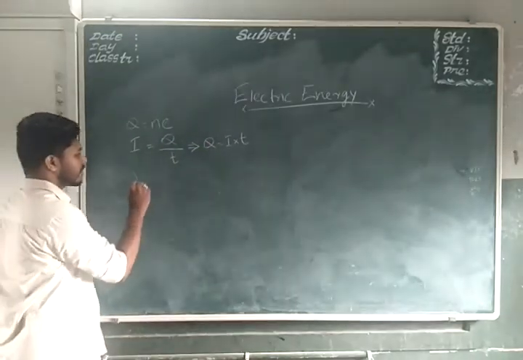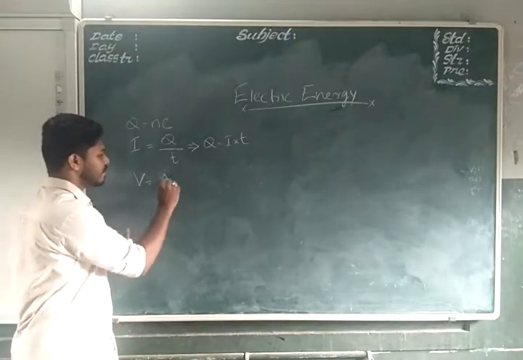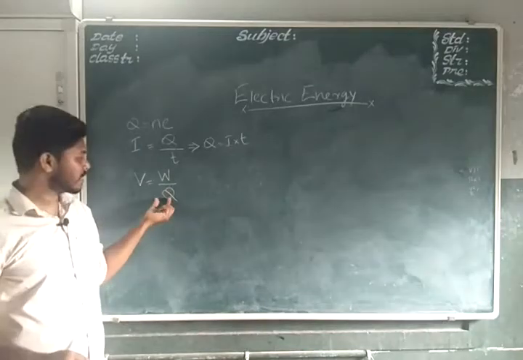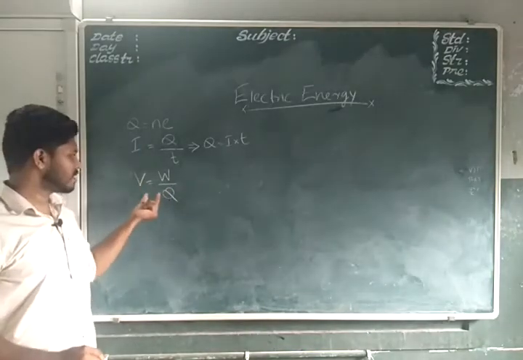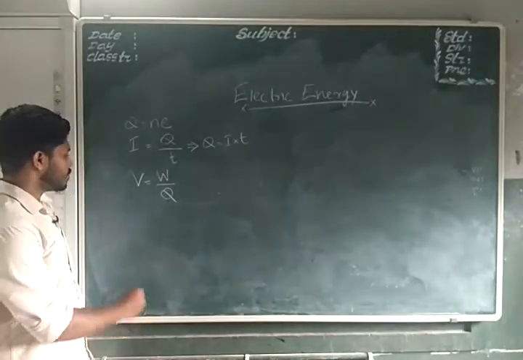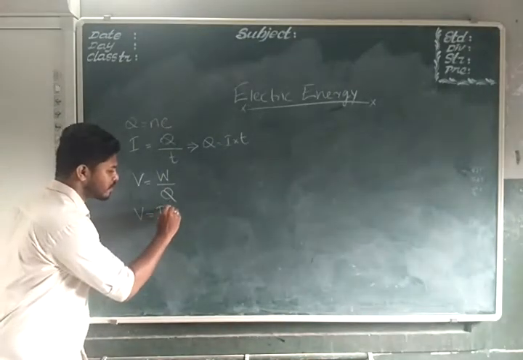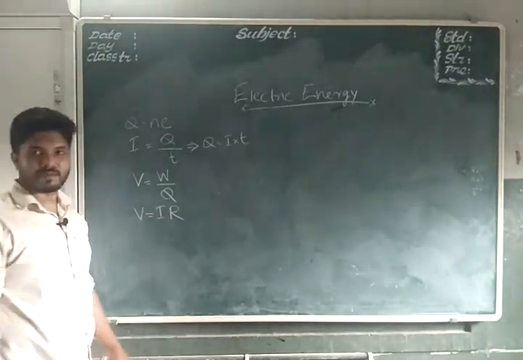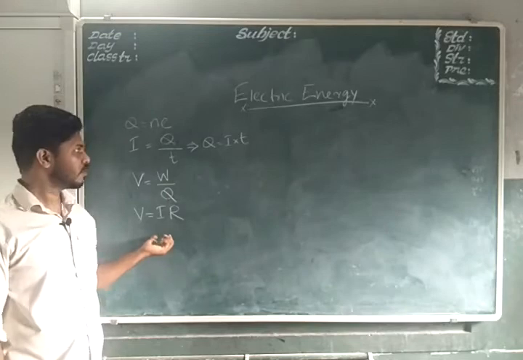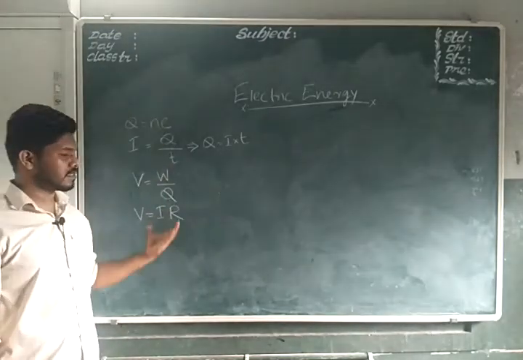The next thing was potential difference, isn't it? Potential difference was defined as the work done in bringing a unit charge from one place to another. That is potential difference V equal to W by Q. That was one equation. Then another equation for V, from Ohm's law we got V equal to IR. These were the equations from electric charges up to Ohm's law.